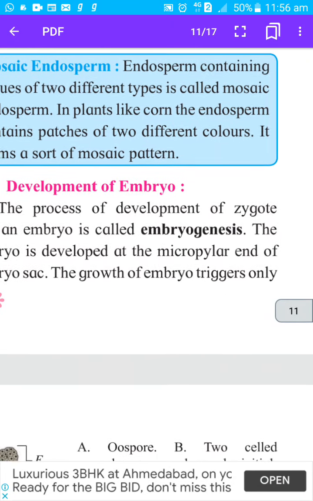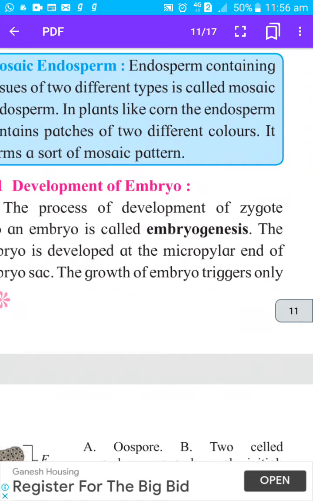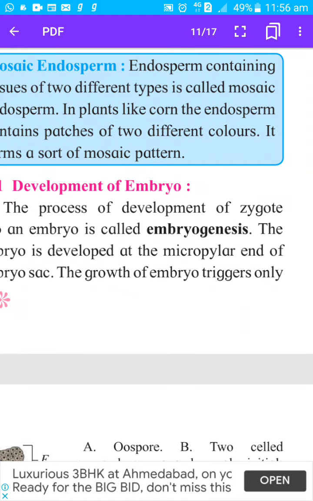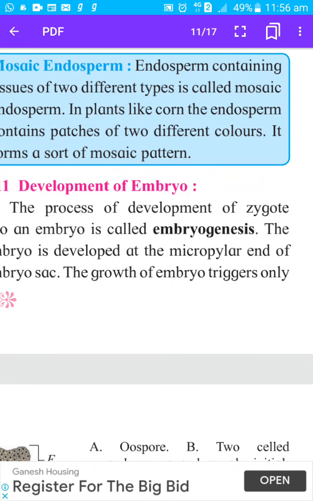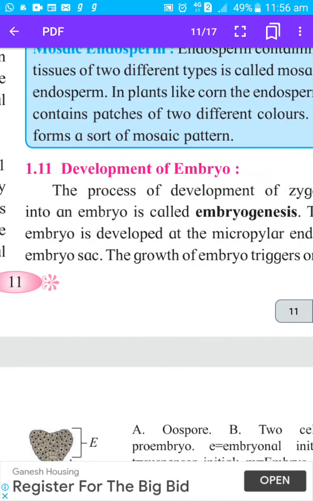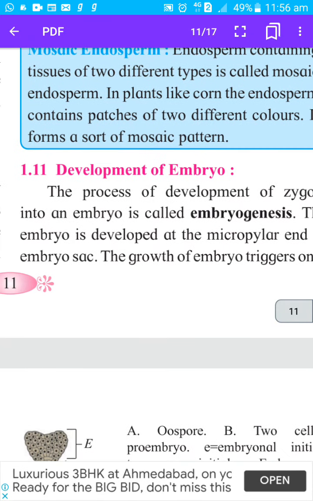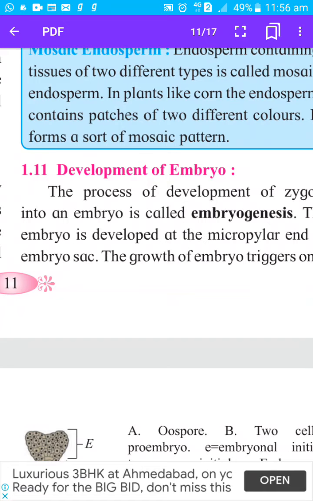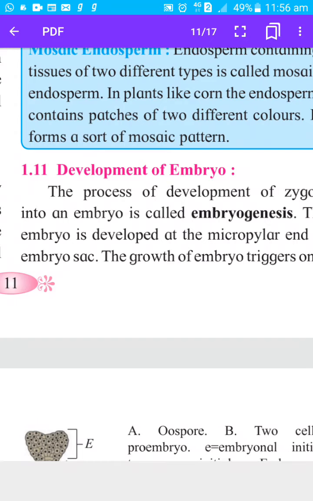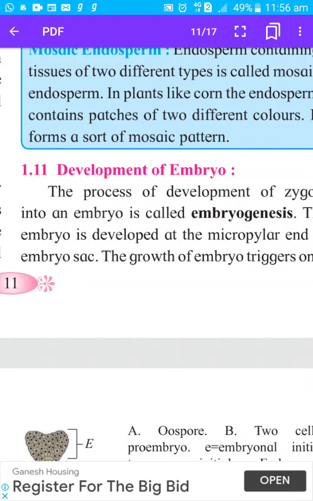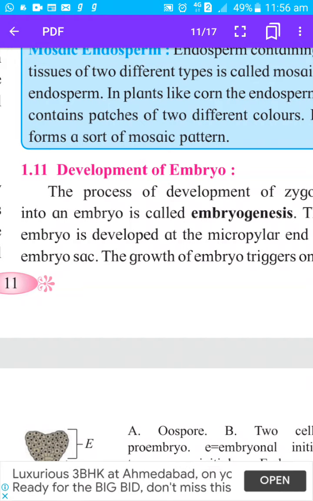The process of development of zygote into embryo is called embryogenesis. There are several steps in the development of this embryo. This zygote will convert into embryo by the process of embryogenesis. The embryo is developed at the micropyle end of the embryo sac. So this we have studied in the earlier lectures. This embryo develops at the micropyle end where there is an egg cell. Okay, and the egg cell and one male gamete will form the zygote, and the zygote further develops into embryo.